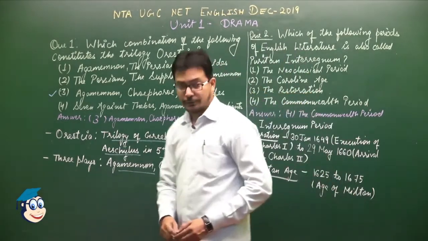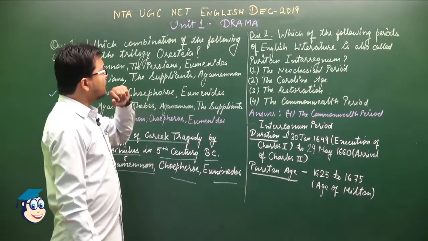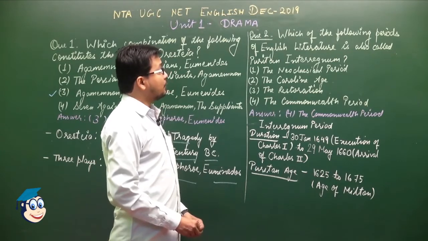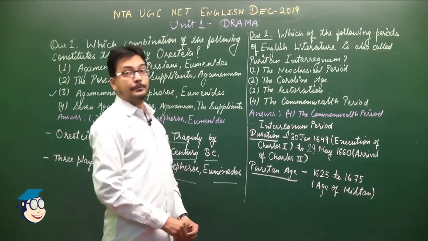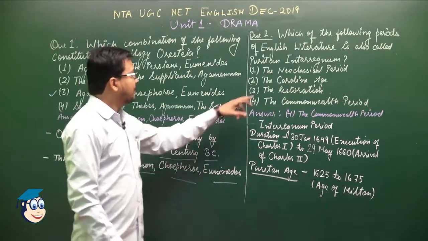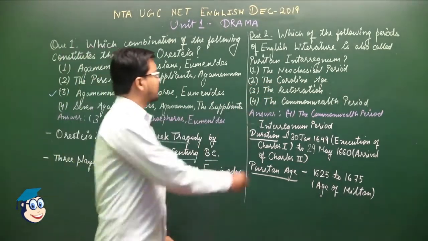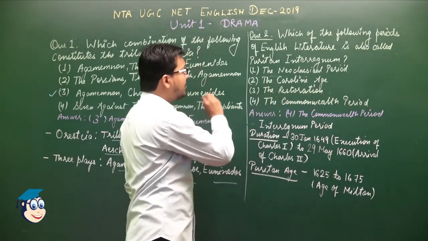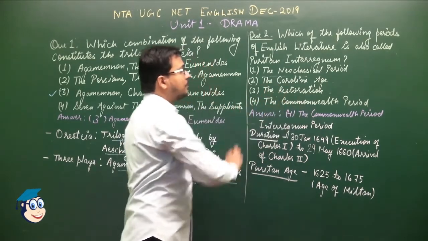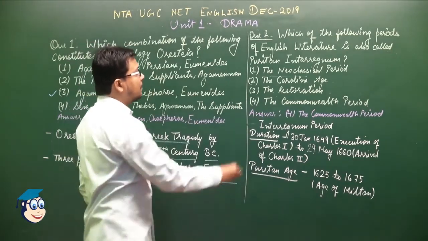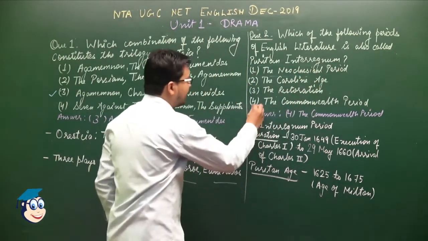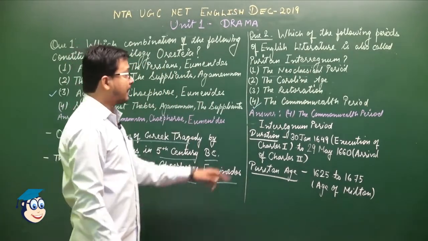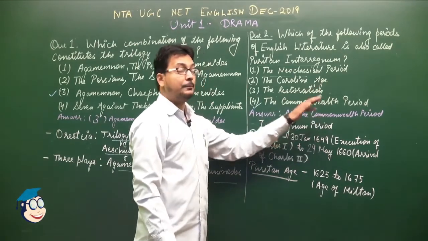Let's talk about the next question. The next question is, which of the following periods of English literature is also called the Puritan Interregnum? To talk about the 4 options: first, the Neoclassical period, the Caroline age, the Restoration period, or the fourth one, the Commonwealth period. The correct answer for the Puritan Interregnum is the Commonwealth period. The Commonwealth period was also known as the Interregnum period or Interregnum age.